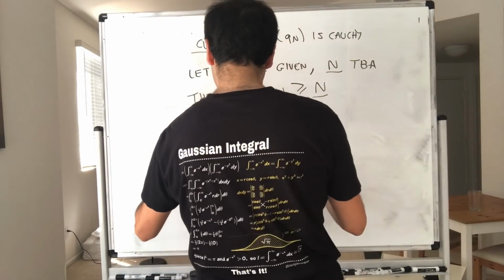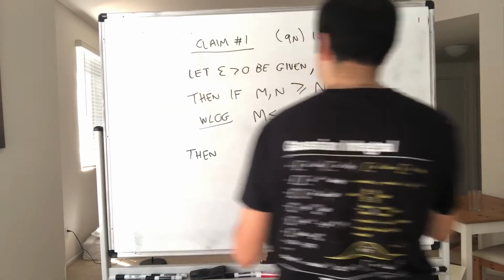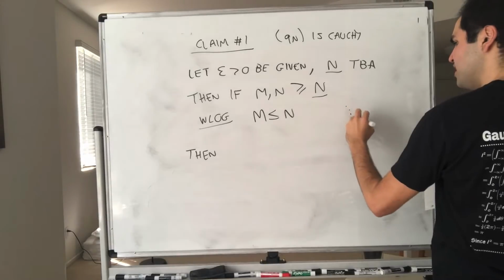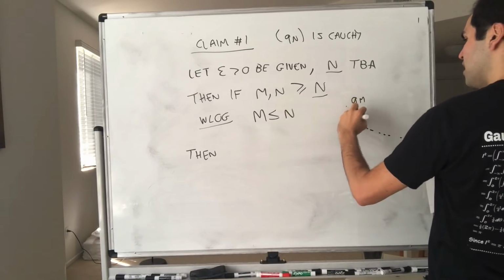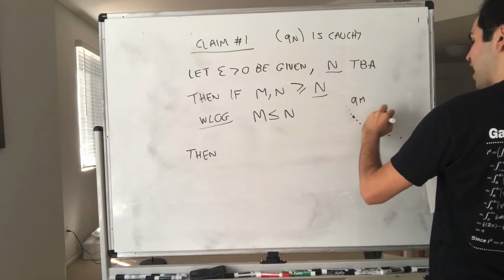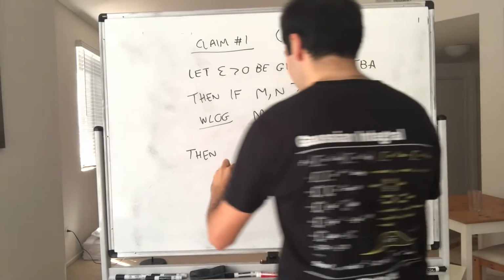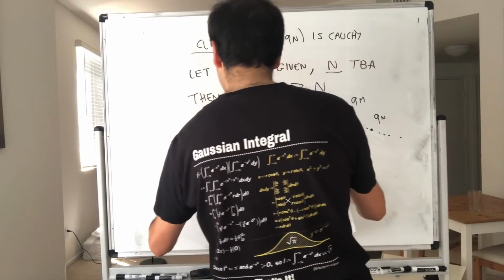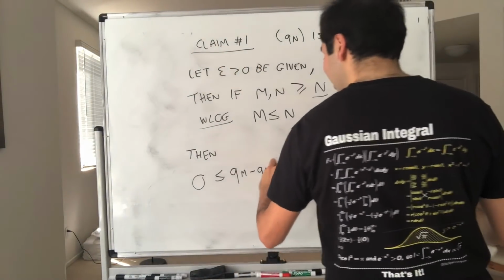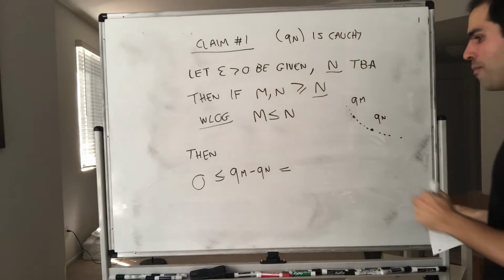So then, on the one hand, remember your sequence is decreasing. So this means that Qm has to be bigger than Qn. So on the one hand, Qm minus Qn is greater or equal to 0. On the other hand, let's use a telescoping argument.